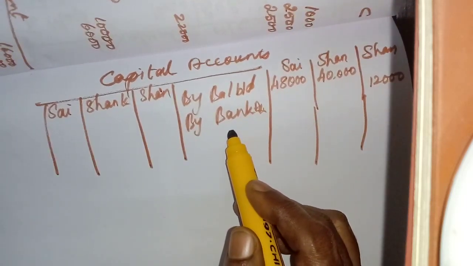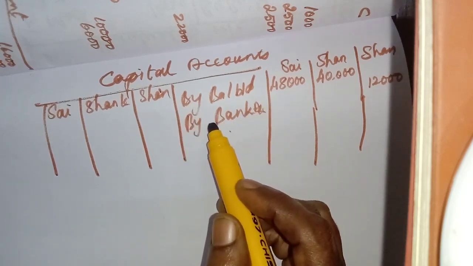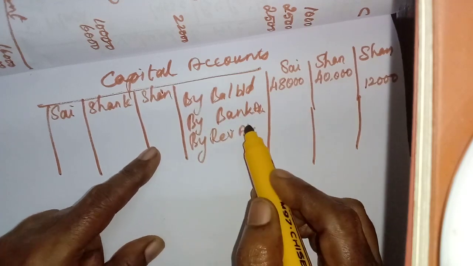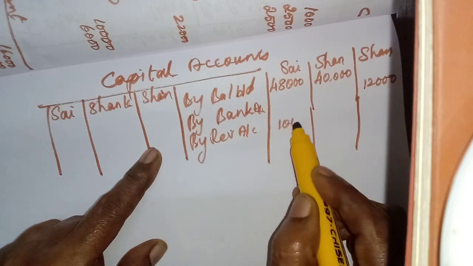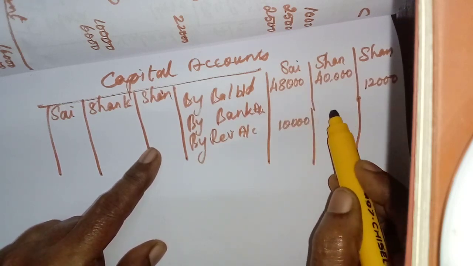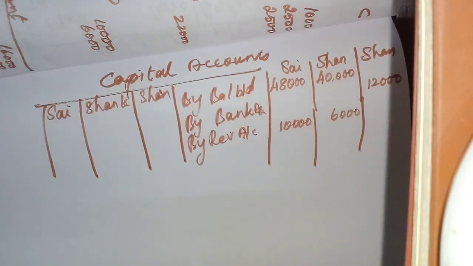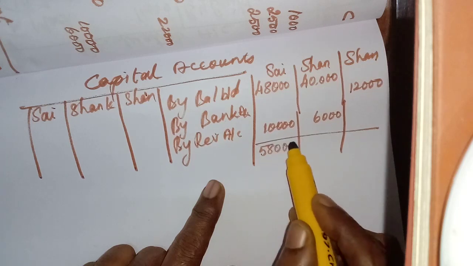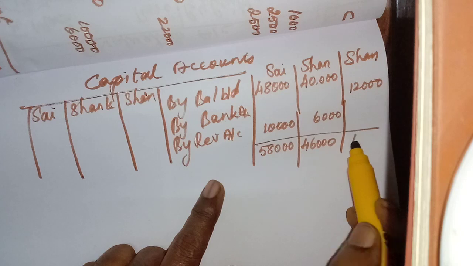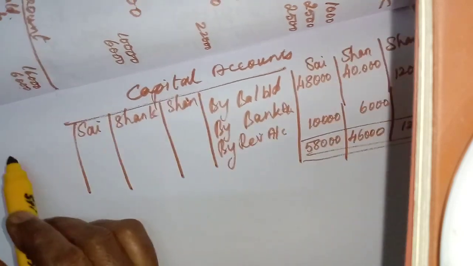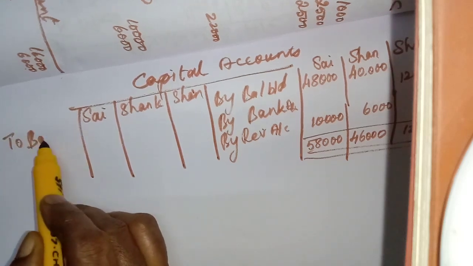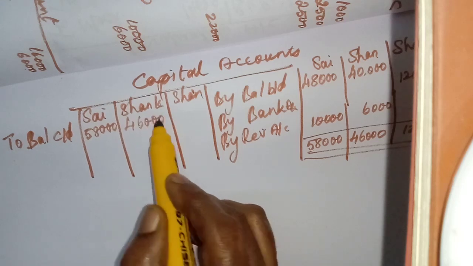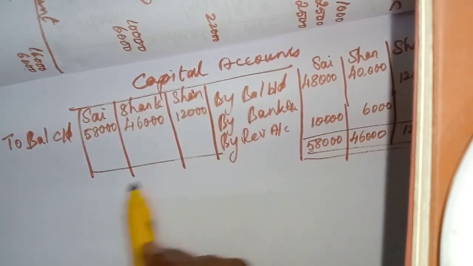Now that revaluation profit, we have written one journal entry, revaluation account debit to partners' capital. So by revaluation account, for Sai, how much? 10,000. Shankar, 6,000. That's all, isn't it? So we have to find out the balance. Here 58,000. Here 46,000. Here 12,000. So all these will be the balance. So to balance carried down, the same amount. 58,000, 46,000, 12,000. Write the same amount here down.